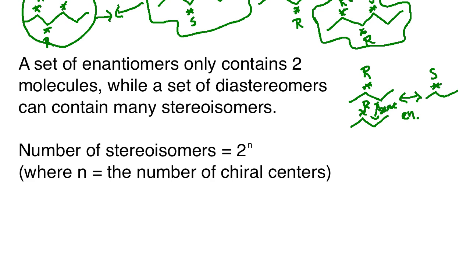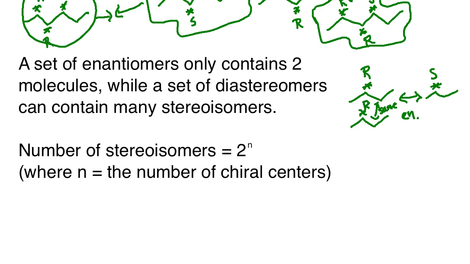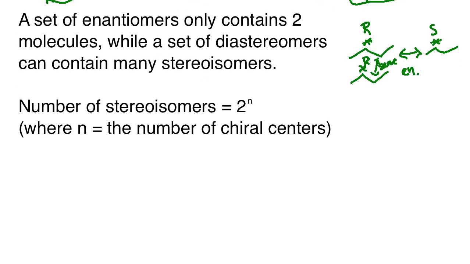However, as soon as I pick up two chiral centers, now I can start changing one chiral center and leaving the other one in the same orientation. Now I can invite diastereomers into the stereoisomer family. All right, so finally there is a calculation known as the stereoisomer calculation for when you're dealing with R and S, and it states that 2 to the n, where n is the number of chiral centers, will be the number of stereoisomers.